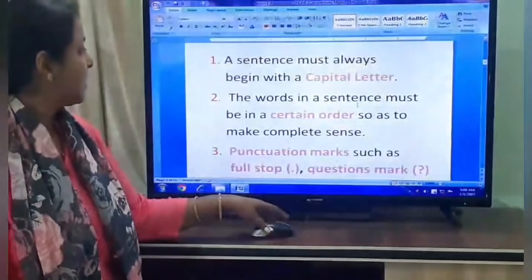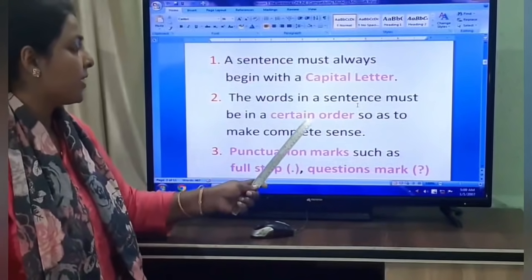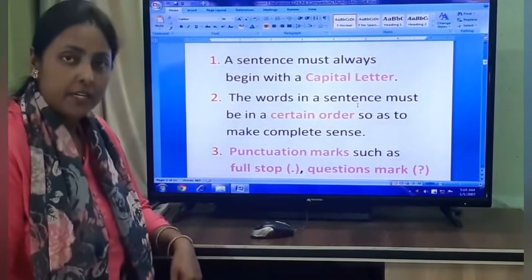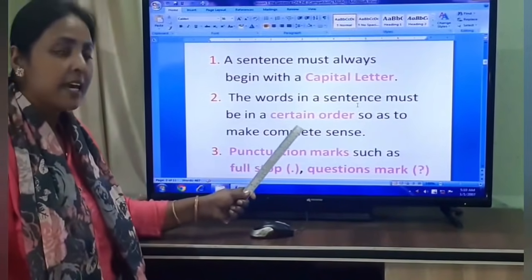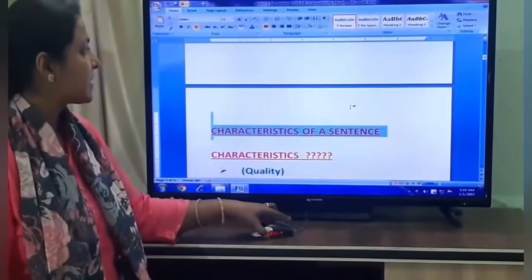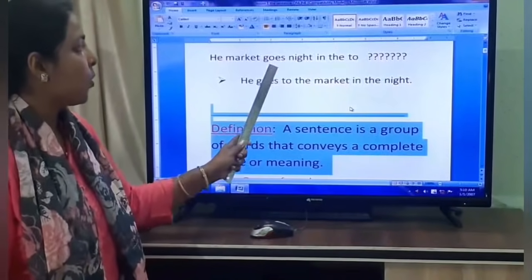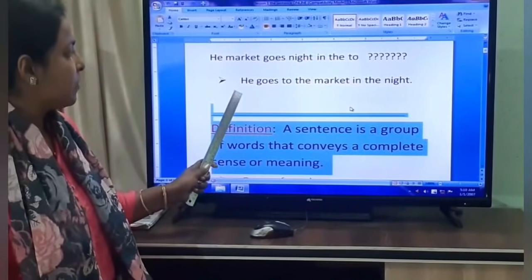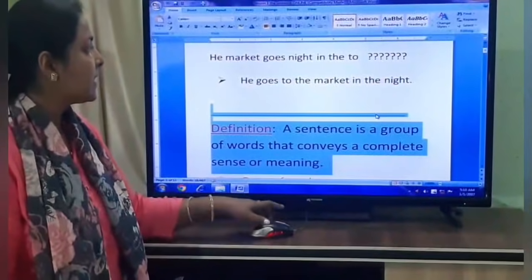The second one, the words in a sentence must be in a certain order so as to make complete sense. I repeat, the words in a sentence must be in a certain order. It means just now I have given you one sentence here. "He market goes night in the two." And down below I have written what? "He goes to the market in the night." It gives you the certain order.